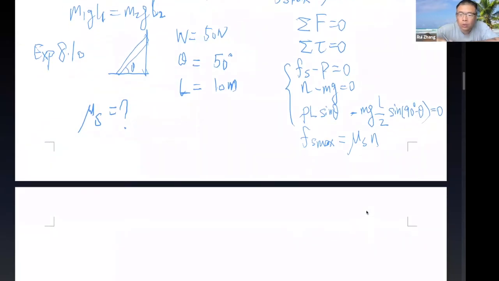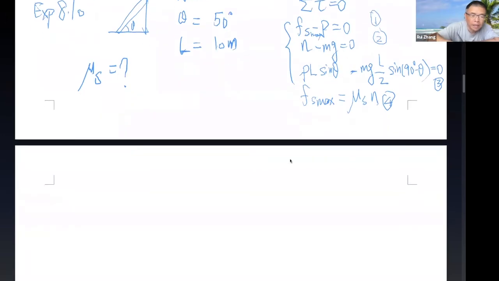So what should we do? We're interested in mu s here. To get mu s, we need to know N and f_s maximum. To get N, we can use the second equation we have here. To get f_s maximum, we have the first equation, but that requires knowing P. To get P, we have the third equation here. So basically, we can get N and P from these, and then we get f_s maximum, and then we get mu s. So let's start from the second equation.